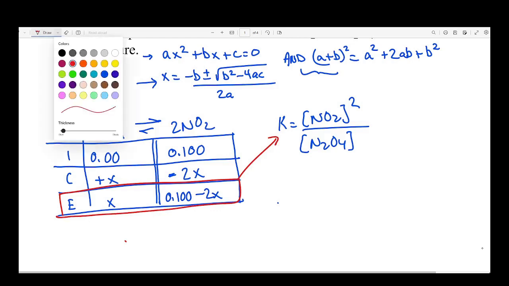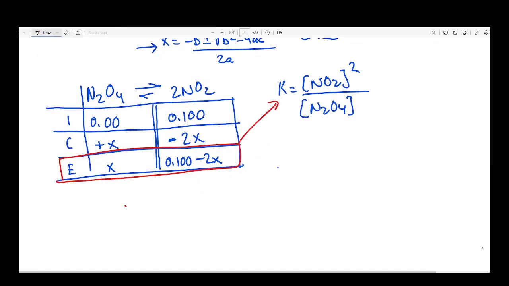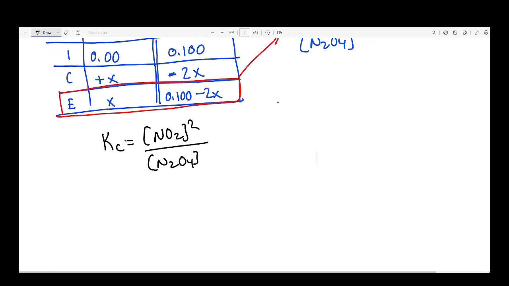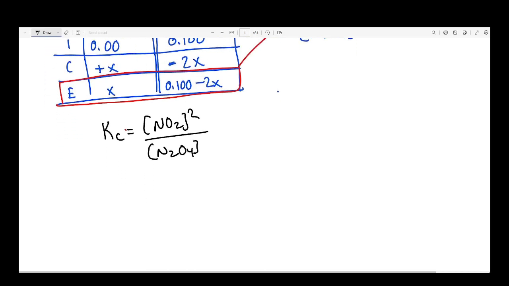Okay, so in this case we're going to say K sub C equals NO2 squared over N2O4, and I'm only writing it down here so that it won't be so messy. So we're going to plug in the equilibrium values. So K sub C is equal to 0.100 minus 2x, quantity squared, over x. And we're going to set that equal to 0.36 because that was our K.